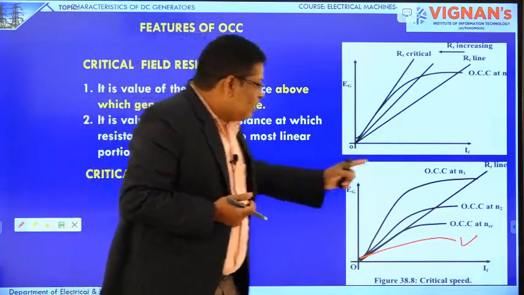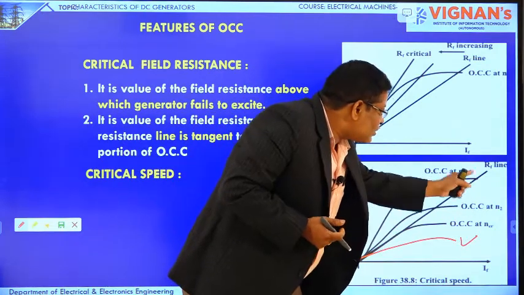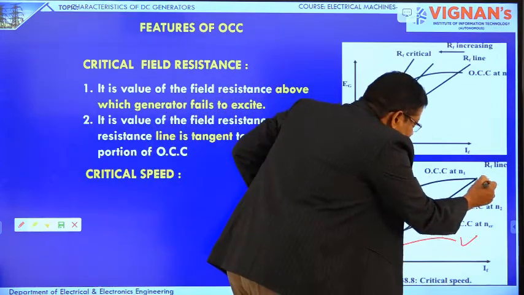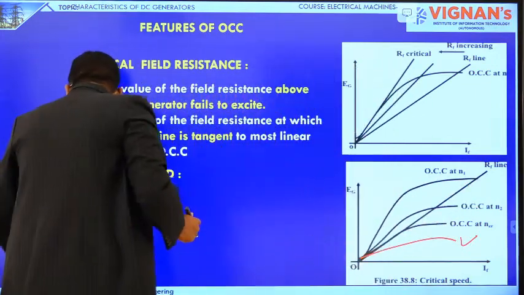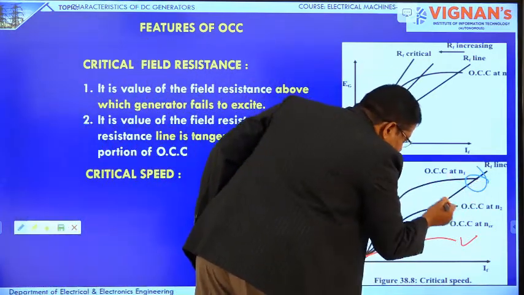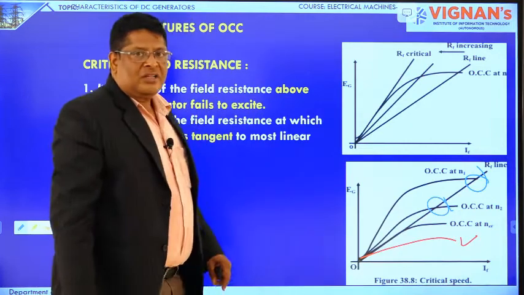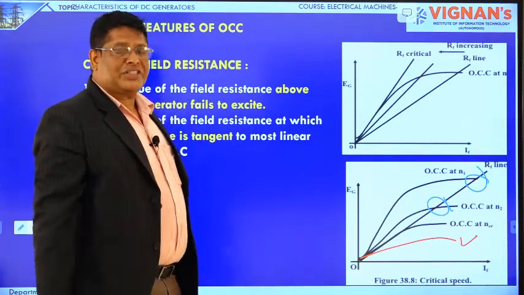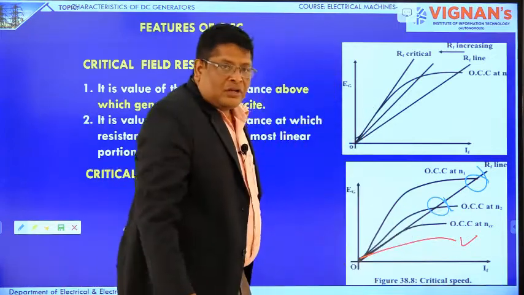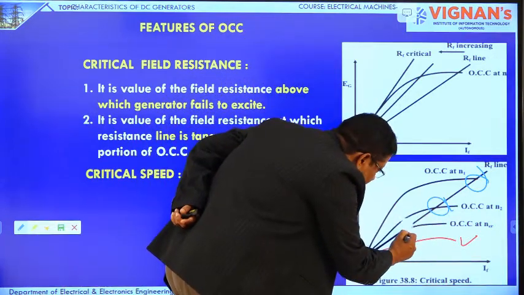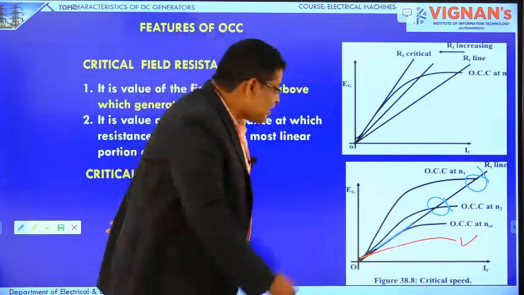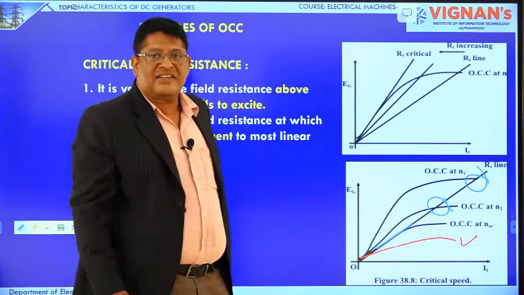See here, with these two speeds of a generator, it builds up a voltage because the resistance line is intersecting the OCC. But when we come to the third speed, the OCC is exactly tangent to the resistance line. The resistance line is exactly tangent.